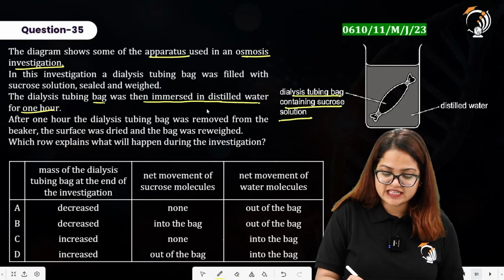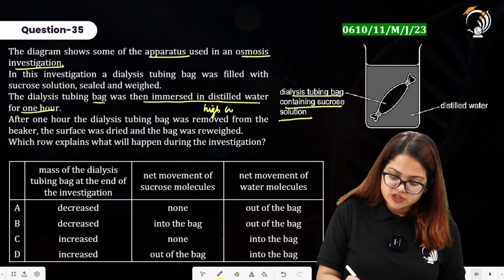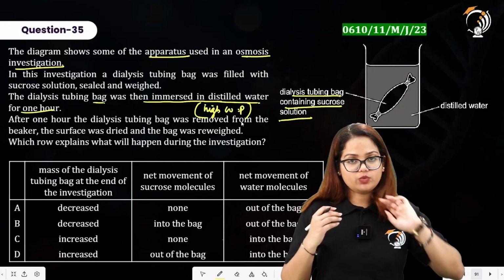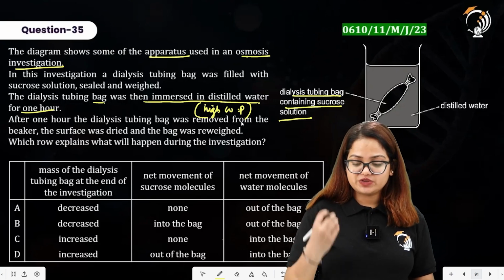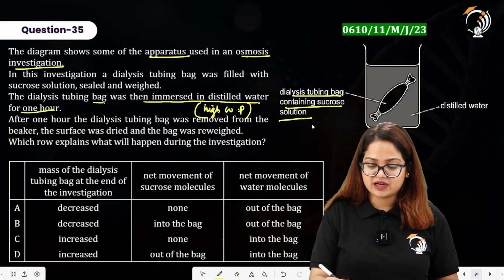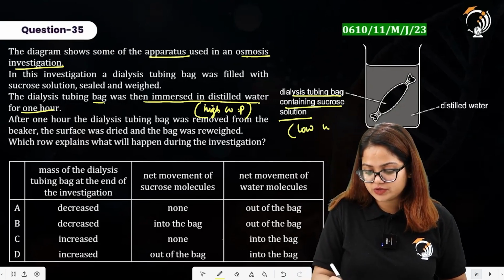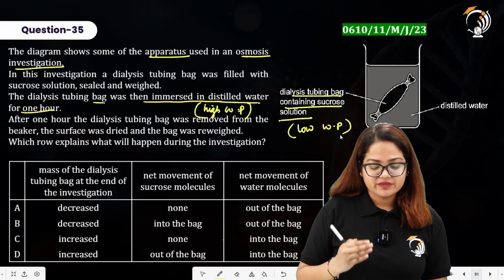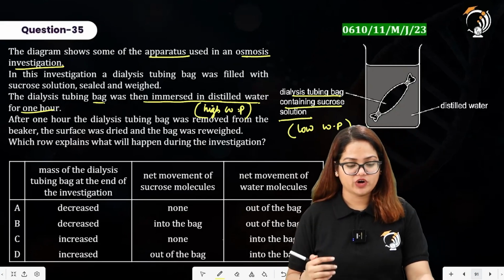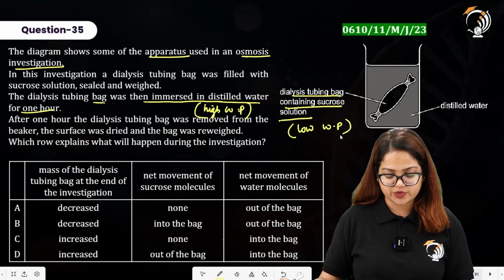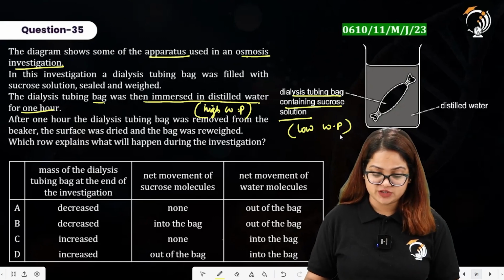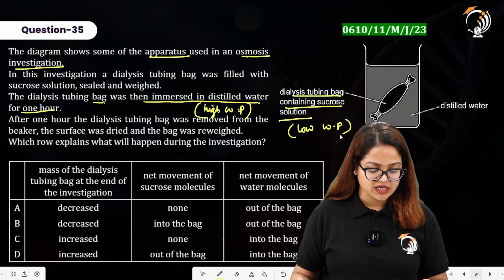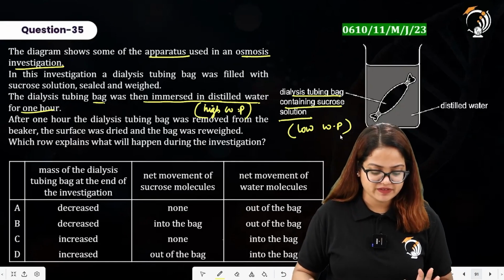So, distilled water has high water potential. So, water will move from a region of high water potential into the region of low water potential, and that low water potential region is present in this dialysing tubing bag. So, we will write that it has low water potential, alright. After 1 hour, the dialysing tubing bag was removed from the beaker and the surface was dried and the bag was reweighed. Which row explains what will happen during the investigation?